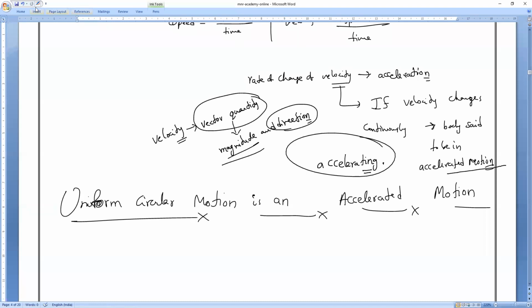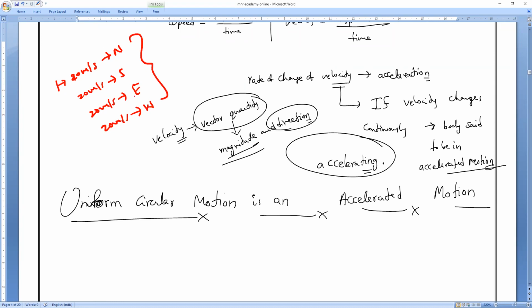I will explain. Observe very carefully. For example, Mari is traveling 20 meters per second towards the north. Next, 20 meters per second towards the south. 20 meters per second towards the east. 20 meters per second towards the west. Now tell me, is Mari's velocity the same or different? Different, sir.